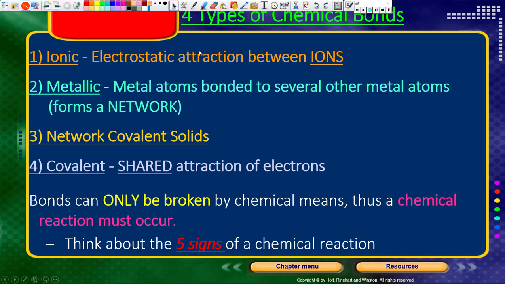Now, these are the 4 types of bonds we're going to talk about. I need you to put a star beside the first one and the 4th one. Those are the 2 we're going to mainly focus on, but I'm at least going to introduce you to the other 2 types. So first and foremost, electrostatic attraction between ions. Let's talk about that word. What is an ion? Not just negatively charged. It's a charged atom.